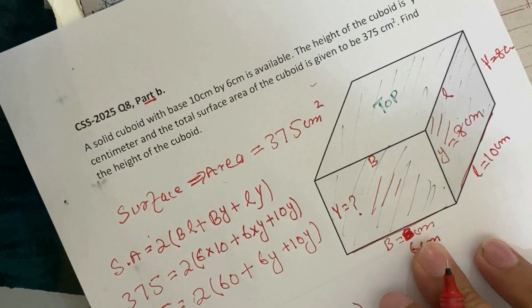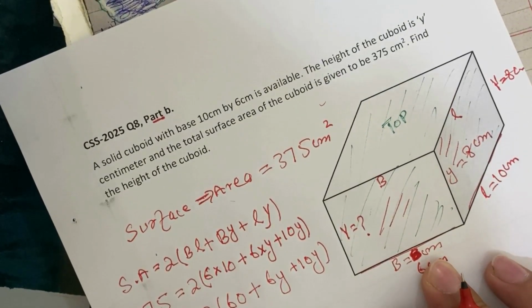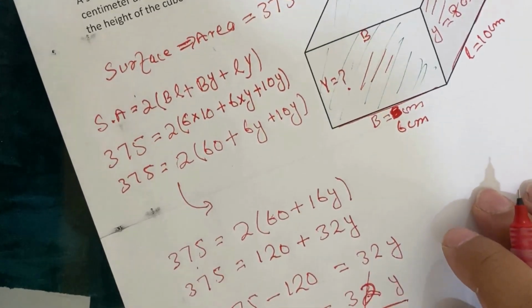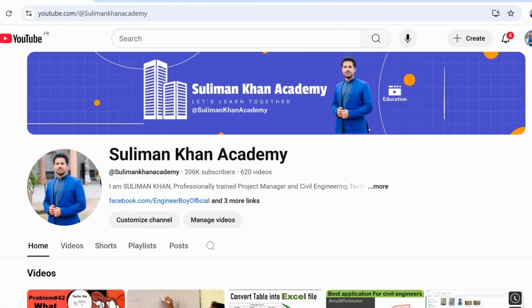So this is how we can determine the height of the cuboid when its surface area and some dimensions are known. See you in the next video.